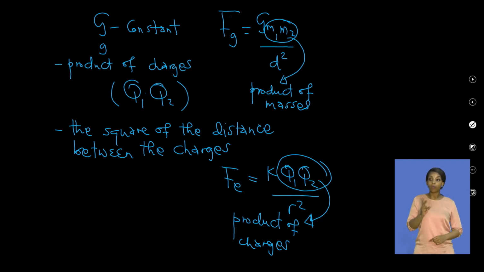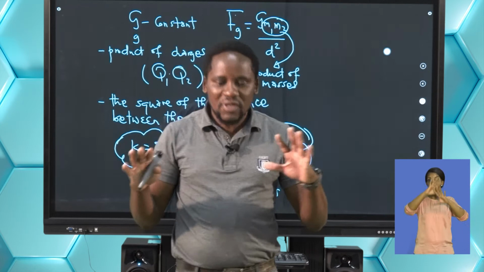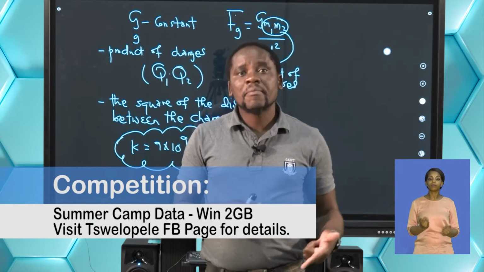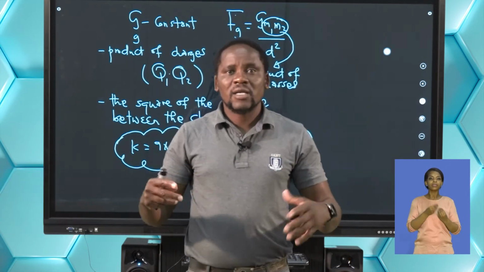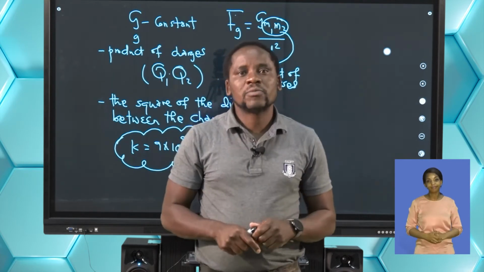And then we also have k, which is 9 times 10 to the power 9 newton meter squared per coulomb squared, the SI unit of Coulomb's constant. So today, our focus is on this instead of the universal law of gravitation. Clearly, the difference between the two must be very clear from the onset. Having said that, let's take a short breather, and when we come back, we'll look at typical examples using a simulation, something very exciting, which will also help us conceptualize the whole idea around Coulomb's law. Let's take a short breather for now.